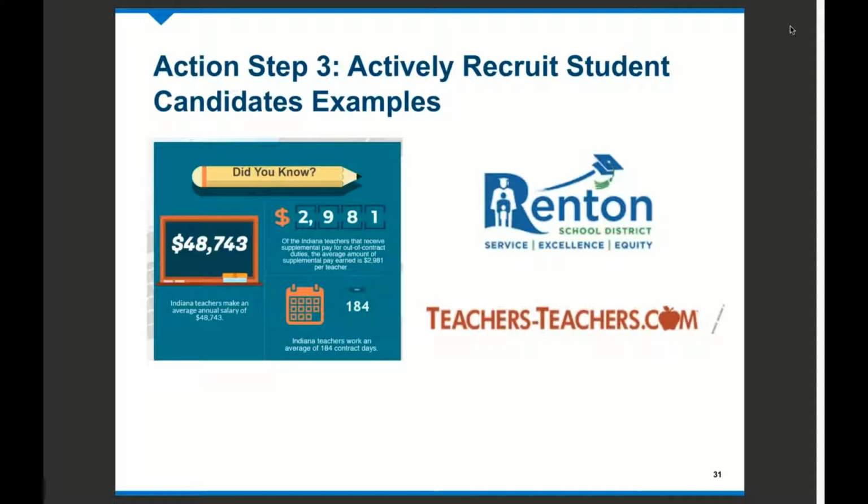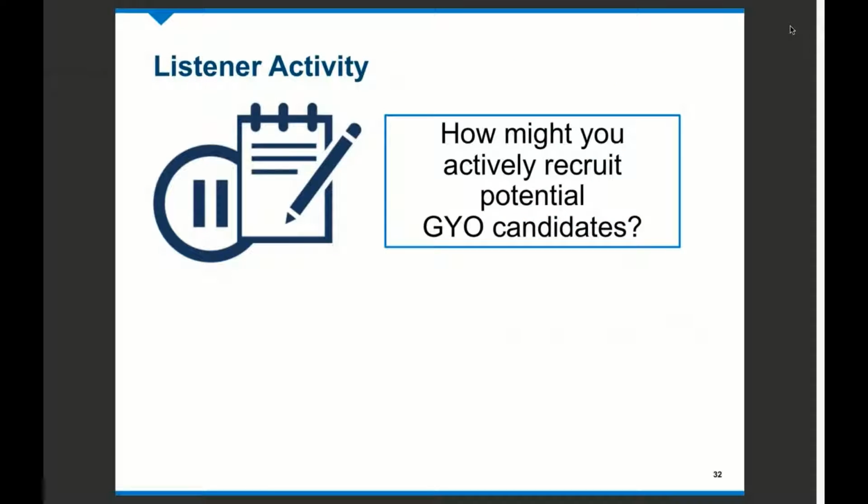Additionally, teachers-teachers.com is a valuable website used by multiple districts and states to have a streamlined approach to recruiting teachers. Consider who you may work with to actively recruit Grow Your Own candidates. Pause the webinar and brainstorm at least 3 ideas. Then push play to continue the webinar.